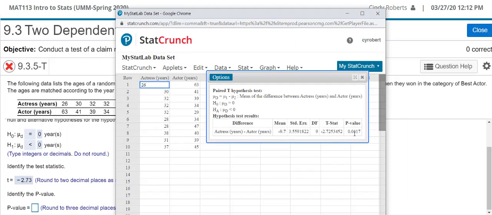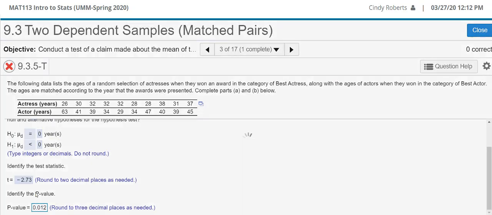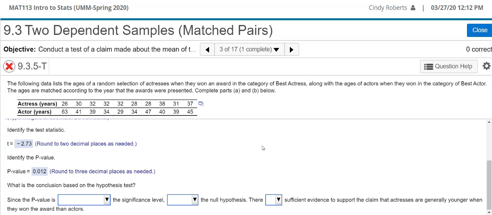And now it asks me for my p-value, which is in the same place. So rounded, 0.012. Oops, I'm typing, but it isn't working. 0.012. Woohoo! Excellent. All right, what's the rule? If the p is low, the null must go.